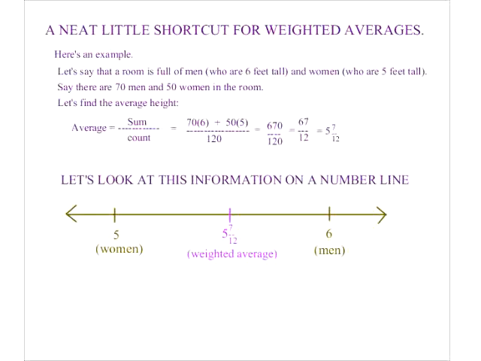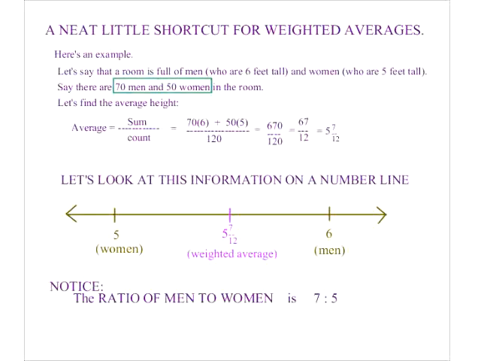Now, here is what is cool. Let's notice the following stuff. Let's notice the ratio of men to women in this problem is 7 to 5. There are 70 men and there are 50 women. So again, let's color code this just for easy reference. There are 70 men and 50 women. That is a ratio of 7 to 5.